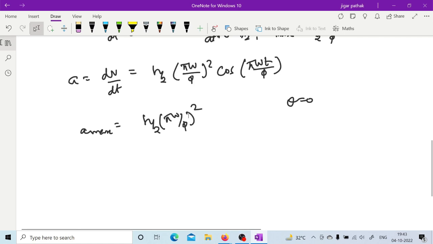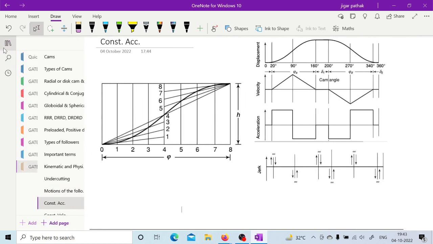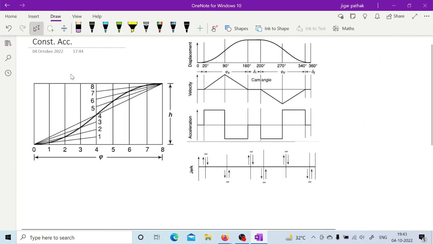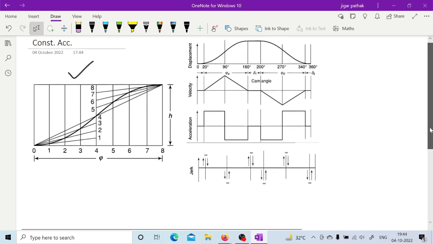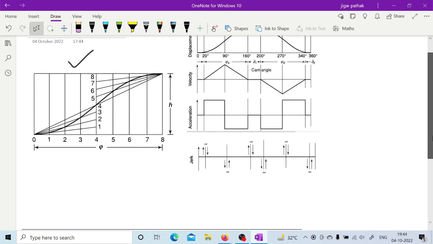So once you are done with this simple harmonic motion, next can be constant acceleration. So here again this particular graph is going to help you when you plot the cam profile. How to take these points, or how the follower is moving according to the rotation of your cam, is mentioned in this particular figure. So this is how the follower has constant acceleration and deceleration. Actually it will have constant acceleration during the first half of the follower travel and constant deceleration during the remaining half, right?